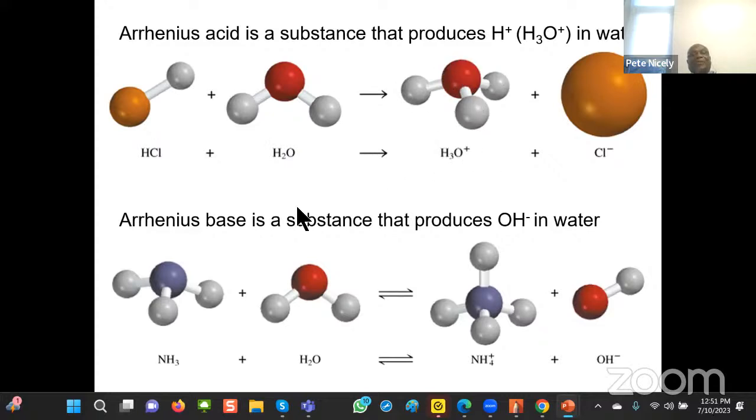And the reason why that happens is because this hydrogen atom here is transferred to the water molecule, and that ends up resulting in the formation of the hydronium ion, and the byproduct of this reaction will be the chloride ion, all right? So this is basically how an acid behaves according to Arrhenius.